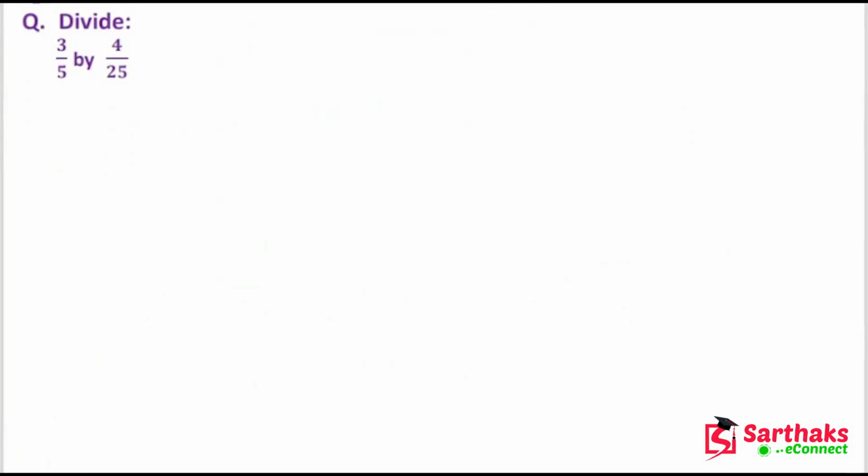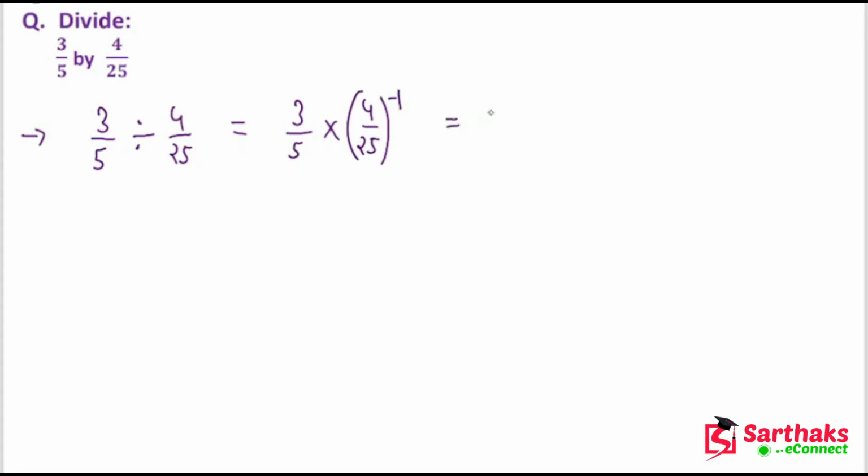So let the question be: divide 3 by 5 by 4 by 25. It is very easy, so we will start by writing formally. We have to divide 3 by 5, so 3 by 5 is the dividend. The divisor in this case is 4 upon 25. Following the definition of division, 3 by 5 should be multiplied by the reciprocal of 4 upon 25, which is 25 upon 4.